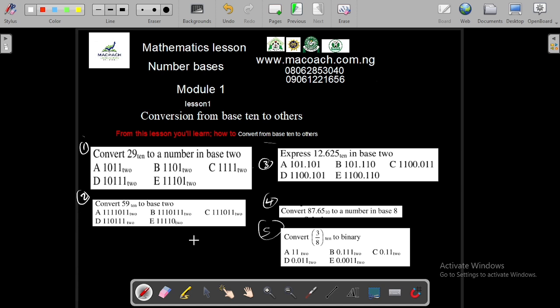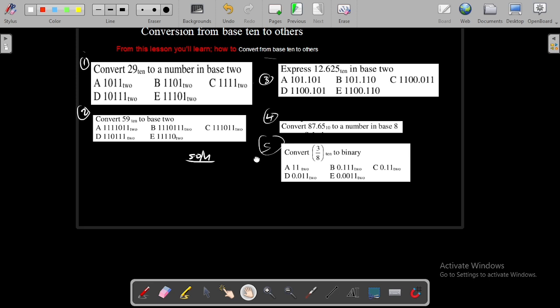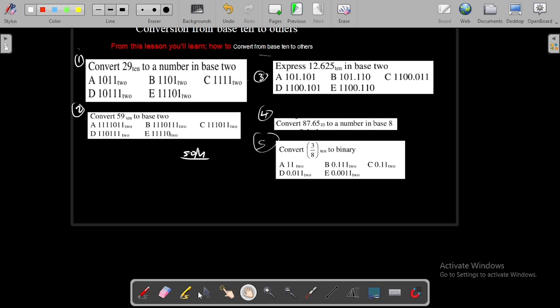So let's go to the solution of this question. Now let me create more space so we can have enough space to solve the question here.